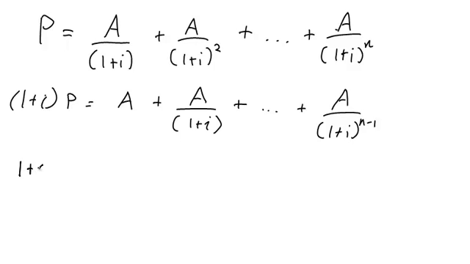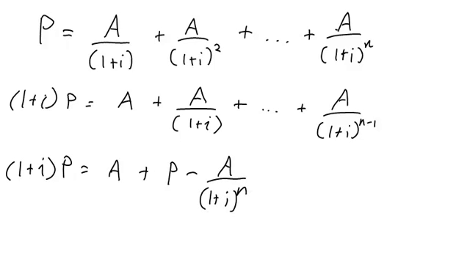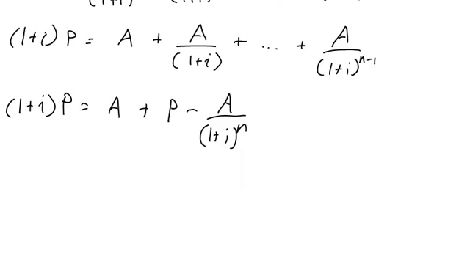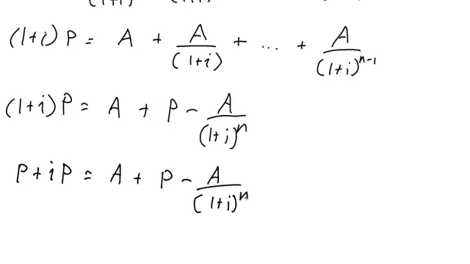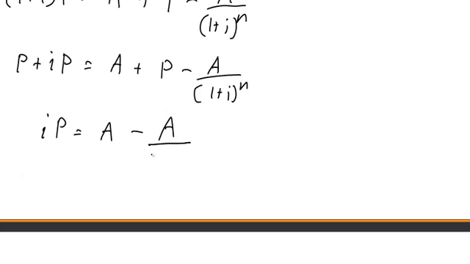So 1 plus I times P is A plus P minus A on 1 plus I to the n. Now I've got a P on both sides of the equation, but if I expand this side out, it's actually going to cancel out. So P plus IP is A plus P minus A over 1 plus I to the n, and the P's cancel. So I get IP is A minus A over 1 plus I to the n.